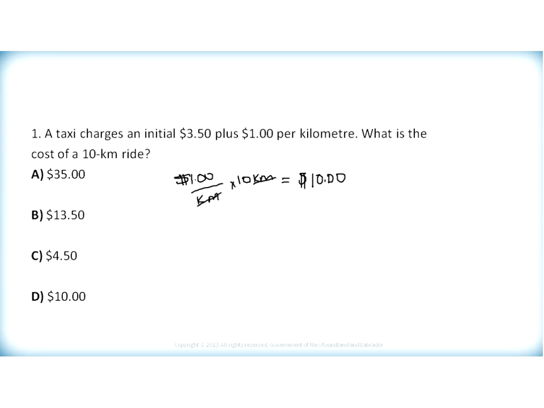However, just for sitting in the cab, we're also going to have to pay $3.50. So we're going to have to add that on to the $10 that we pay for the trip. So we pay $3.50 just to sit in the cab, plus another $10 so that we can ride 10 kilometers. So that works out to $13.50. So my answer is going to be B, $13.50.